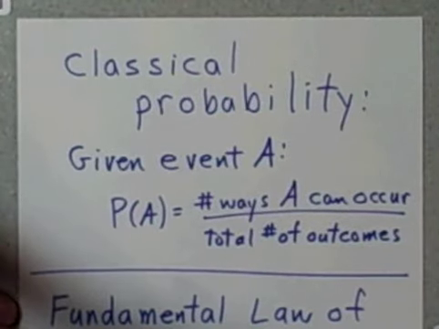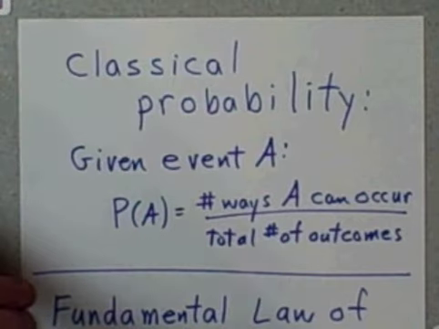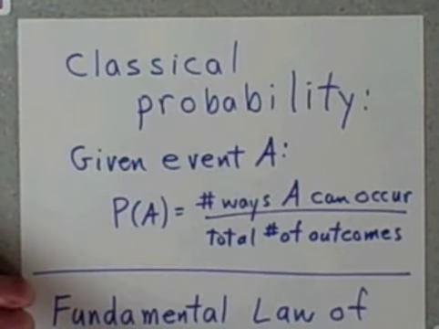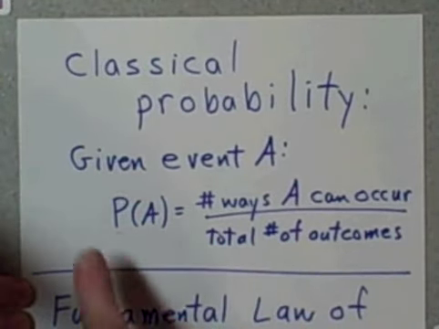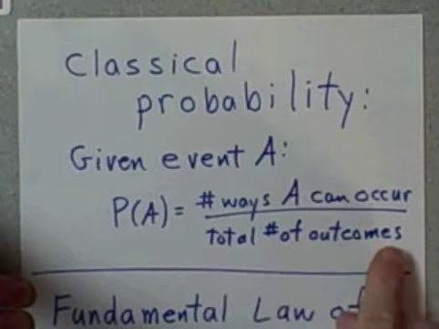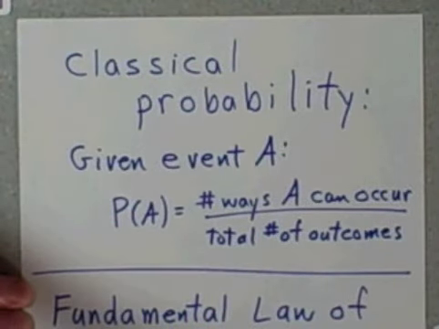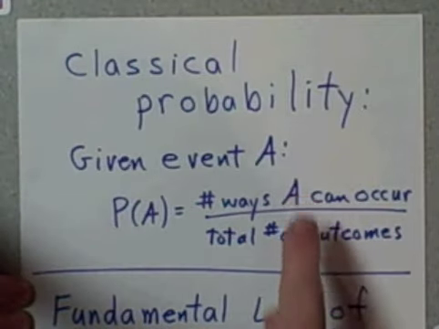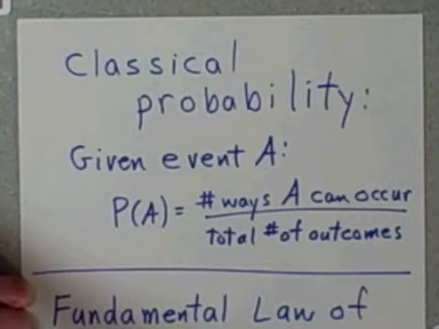For a classical probability, given some event A, the probability of A occurring is the following fraction: the number of ways that event can occur, divided by the total number of possible outcomes as defined in the well-defined random procedure. Okay, this fraction is very important to understand.